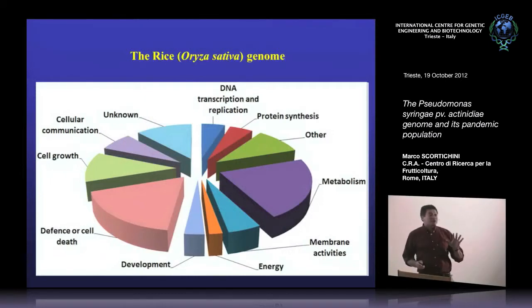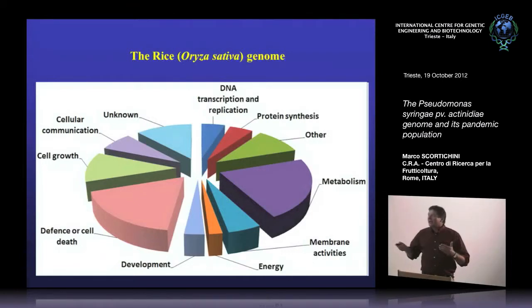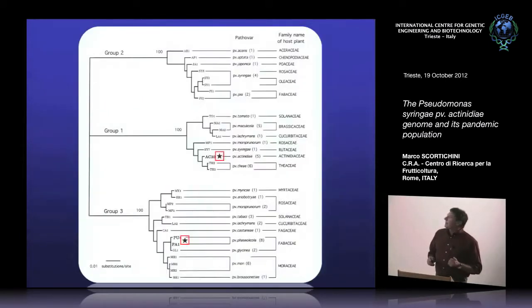But pay attention to the two most important parts of the rice genome. The genome of the rice codes, of course, mainly for metabolism, but in the second place, for defense or cell death. In other words, all plants have a large amount of genes that are devoted to fighting pathogens. And this is a picture of their evolutionary history. It means that rice, like any other plant, has fought in the past with a vast array of pathogens. A large part of the genome is devoted to defense against the pathogen.